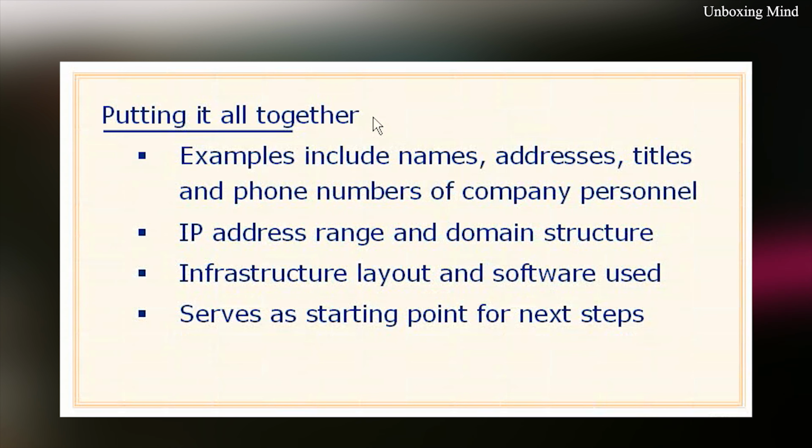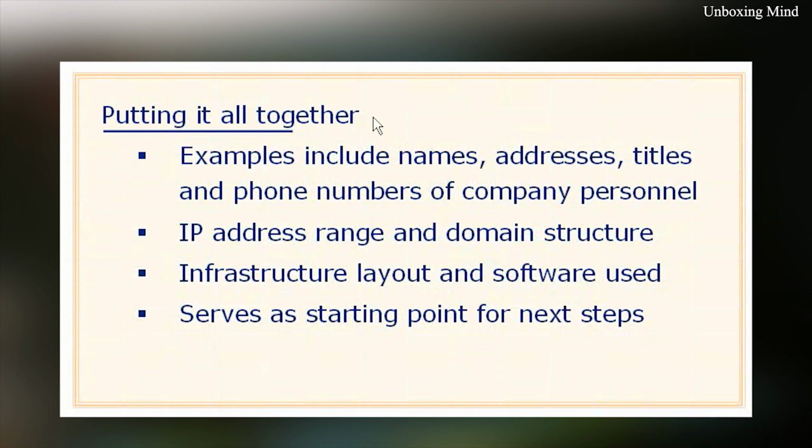When we're trying to gather information, what we're going to be looking for is information that can be used for social engineering and for research purposes, ultimately leading to very critical and specific information about systems. We're going to start out with the basic stuff: names, addresses, phone numbers, titles, various information about company personnel. We also want to find out IP addresses and the domain structure, whether that be public or private.